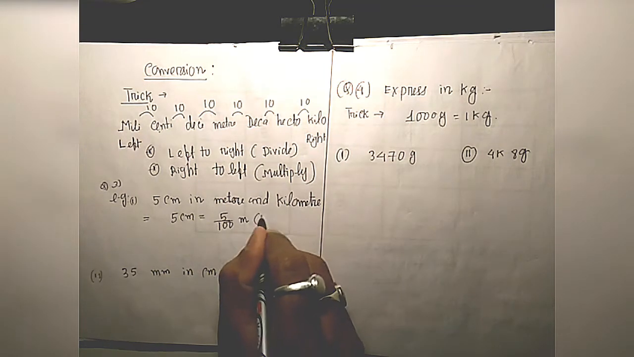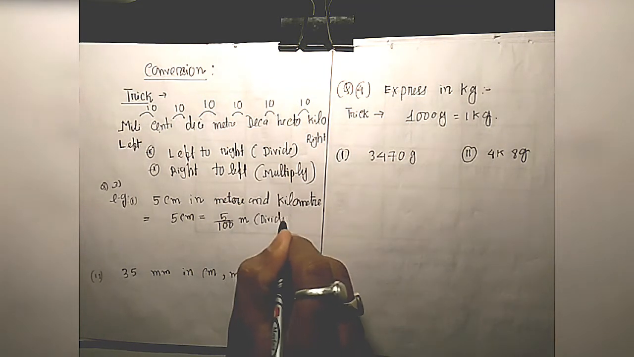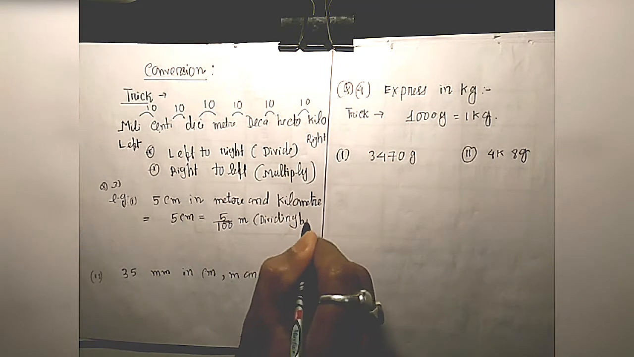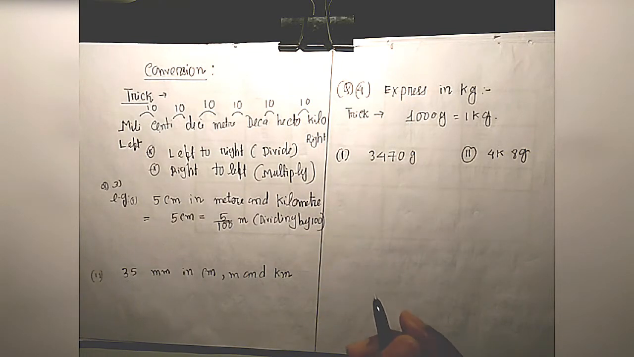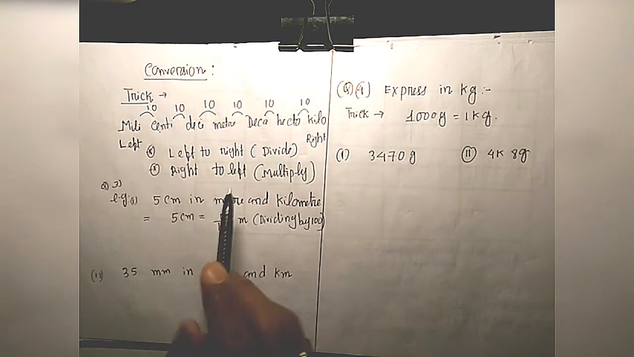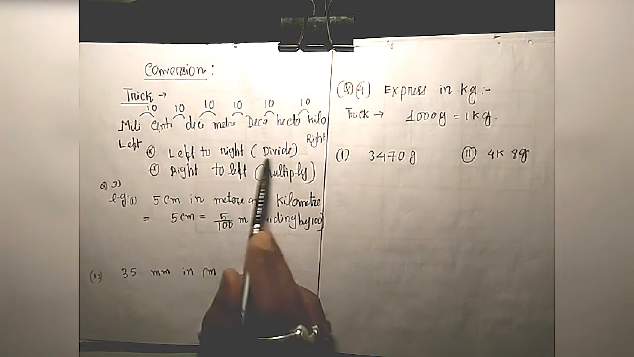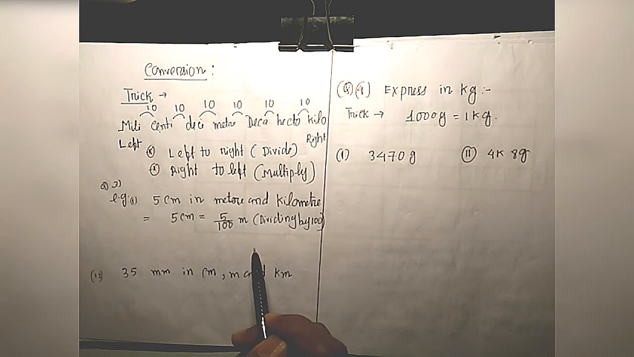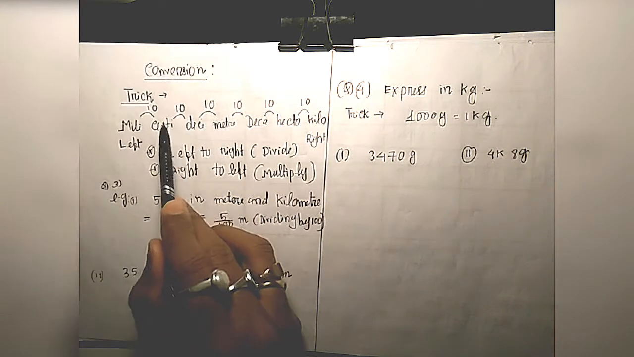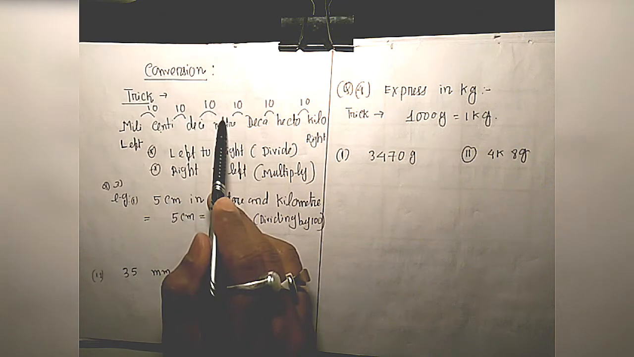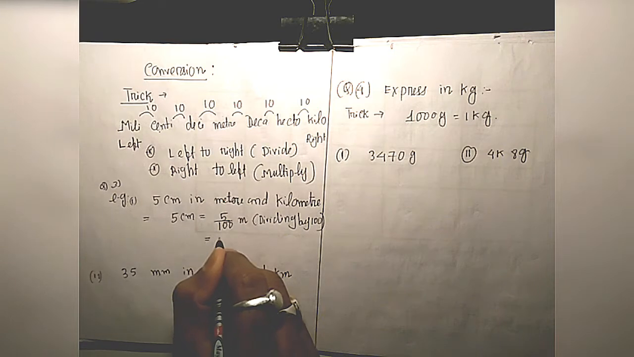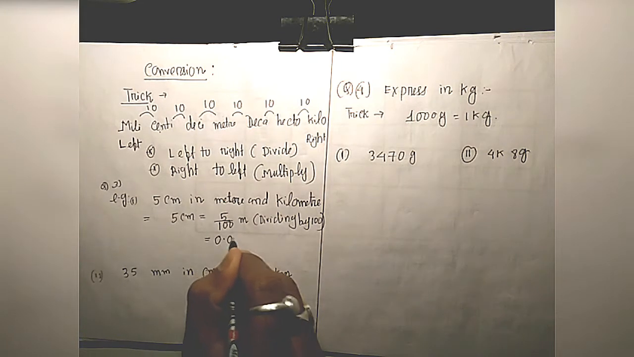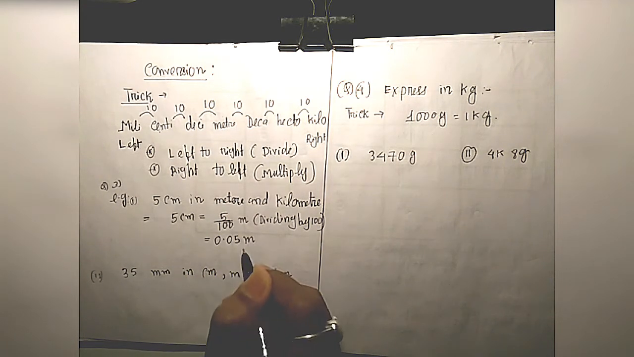So 5 by 100 means 0.05, dividing by 100. We have already discussed in trick number 1, left to right means divide. In between centimeter and meter, there are 2 10. That means 10 tens are 100. So dividing by 100, 5 by 100 means 0.05 meter.